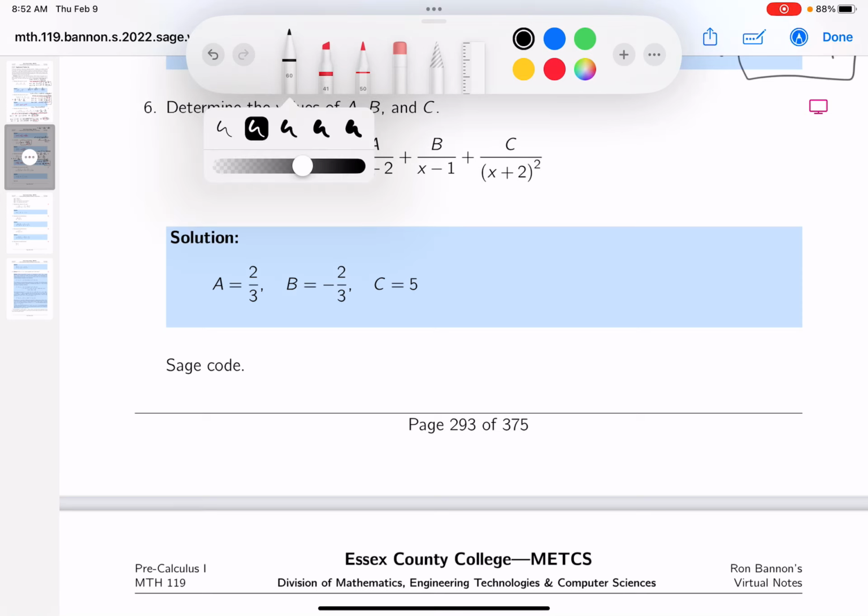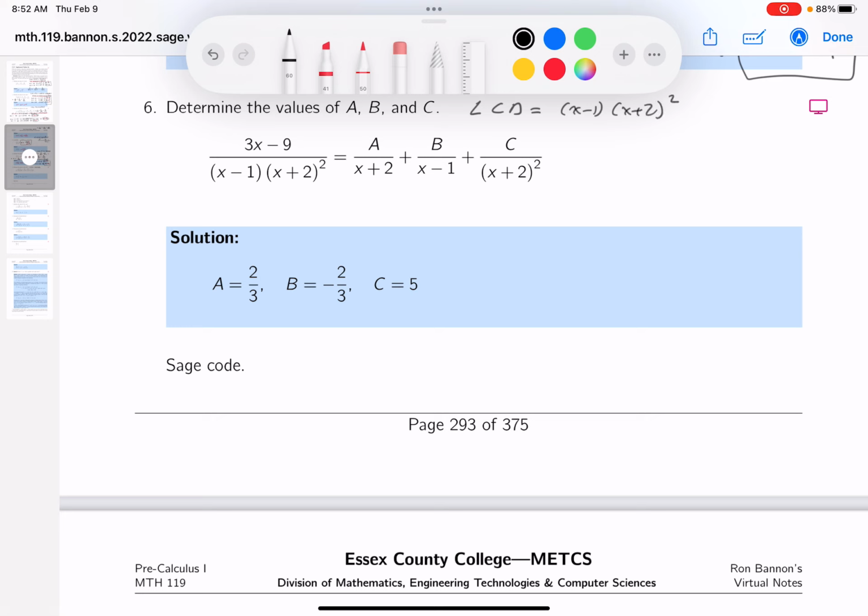Okay, we've got to figure out the values for A, B, and C. The way we're going to do that is to multiply both sides by the LCD. The LCD is fairly simple to see. It's simply x minus 1 times x plus 2 squared.